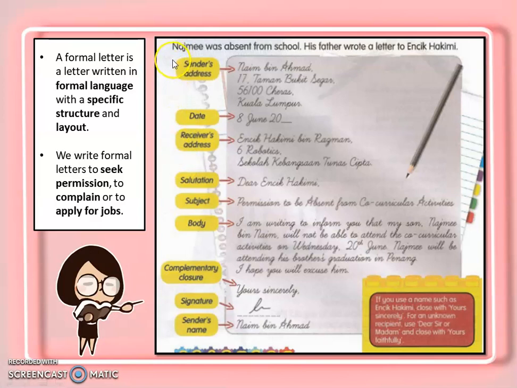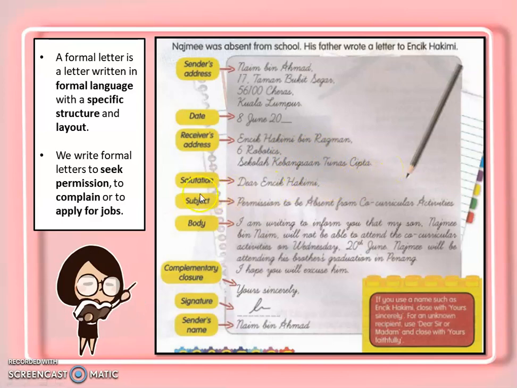So the first thing in a formal letter, you must have a sender's address, alamat pengirim. Okay, Naim bin Ahmad, and then the home address. Next, the date, the day that he wrote the letter, and the receiver's address ataupun alamat penerima. Alamat penerima is the class teacher, Encik Hakimi, right? Encik Hakimi bin Razman, 6 Robotics, SK Tunas Cipta, for example.